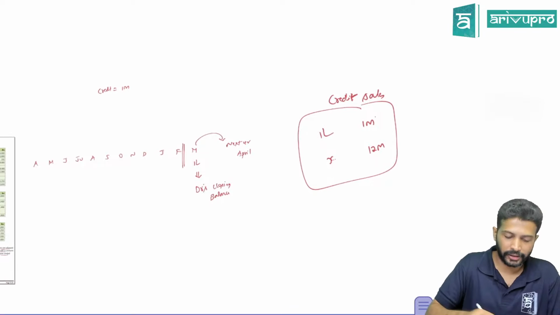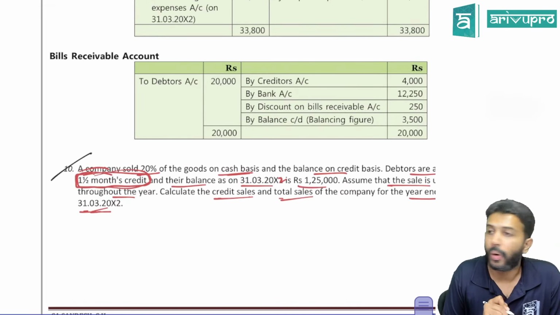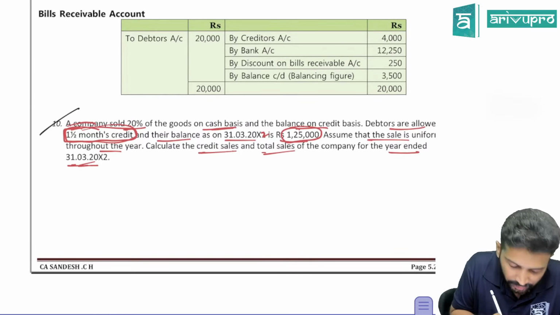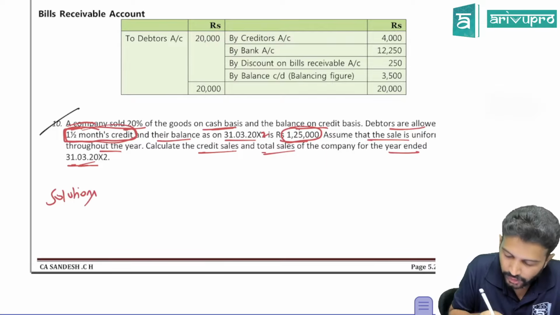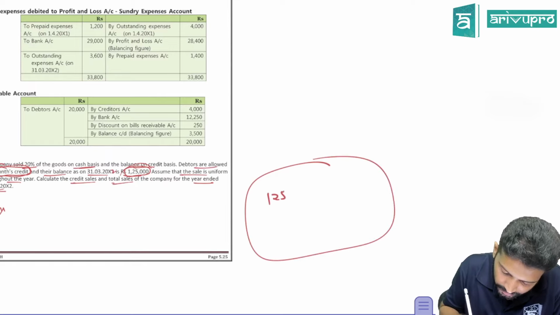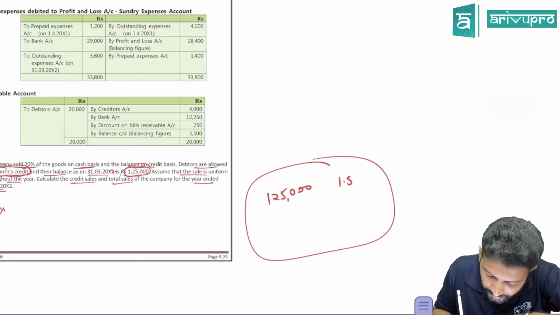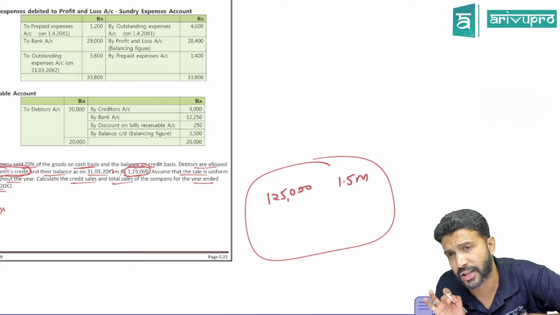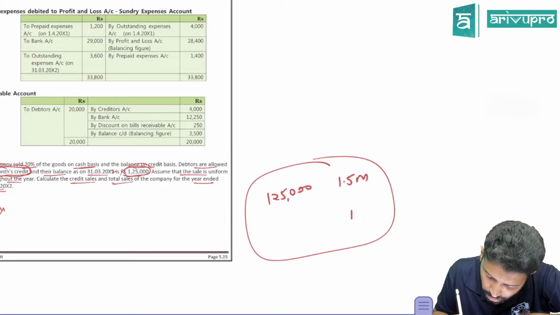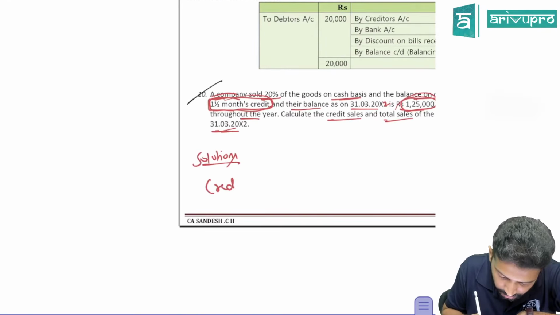Yes, sir. Okay, let me read that data once again for you. Here, the credit period is how many months, sir? 1.5 months. And what is the debtors balance? 1,25,000. Maybe we'll solve it here only. The debtors balance they are saying is 1,25,000. Correct? I'll put a box over here. This 1,25,000 you have not recovered. On how many months' sale? 1.5 months' sale. Yes, sir. But we want sales for the whole year. Whole year means only 1.5 months or 12 months? 12 months. For 12 months, how much?